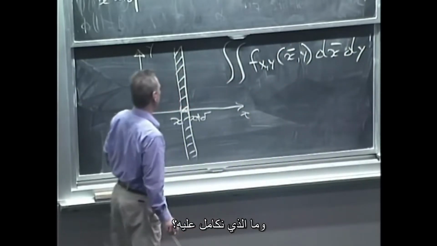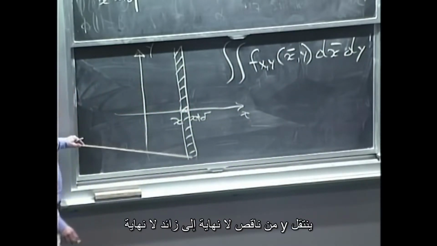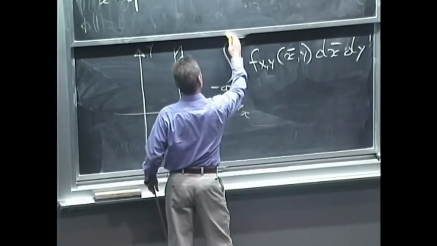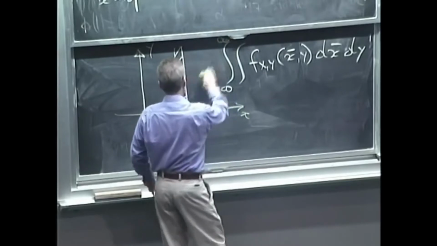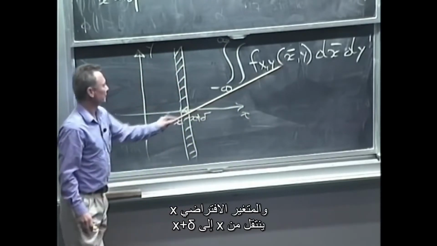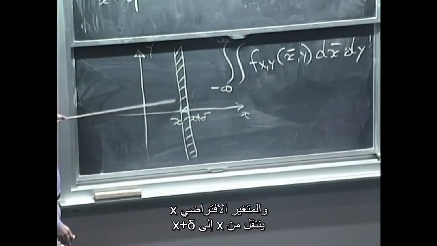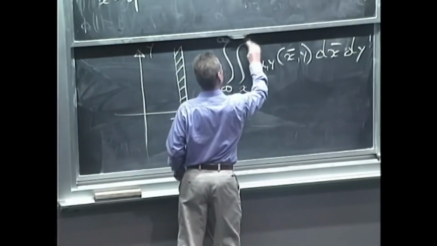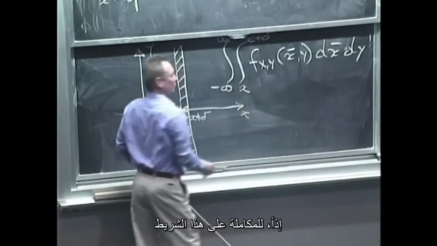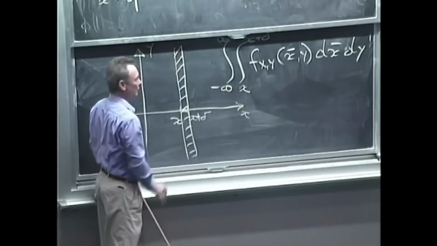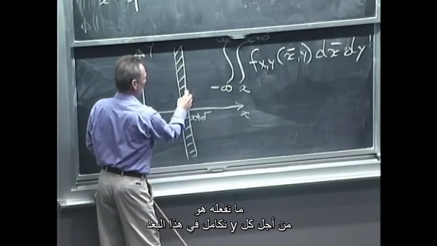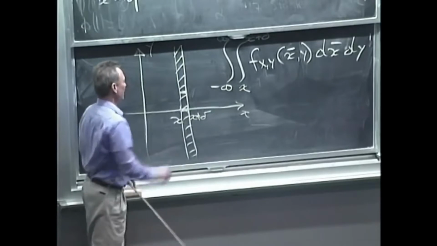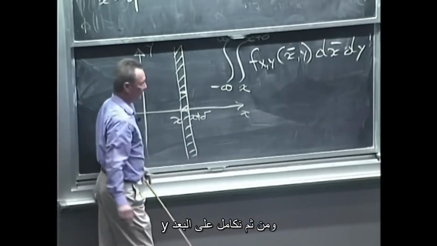And what are we integrating over? y goes from minus infinity to plus infinity. And the dummy variable x goes from little x to x plus delta. So to integrate over this strip, what we do is, for any given y, we integrate in this dimension. This is the x integral. And then we integrate over the y dimension.